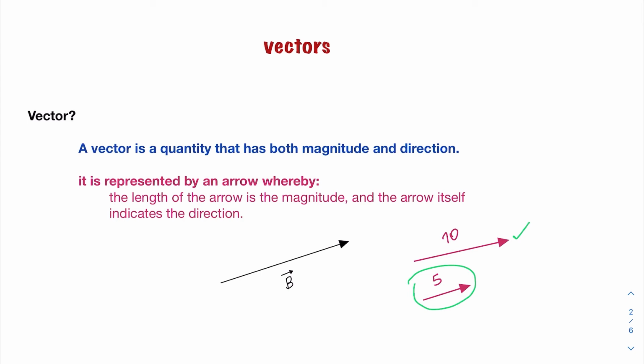There are some other quantities which are not vectors, they are scalars. For example, mass, length, distance, temperature, speed, power, and so on. So they do not have direction. But other quantities which are vectors, such as displacement, velocity, acceleration, force, momentum, they all have direction.